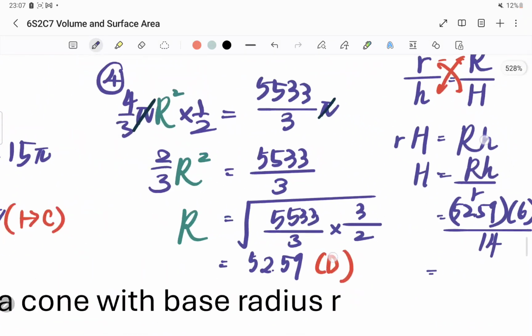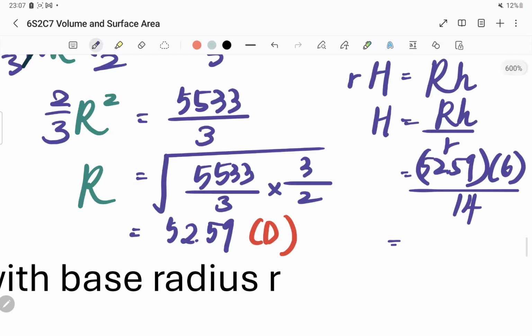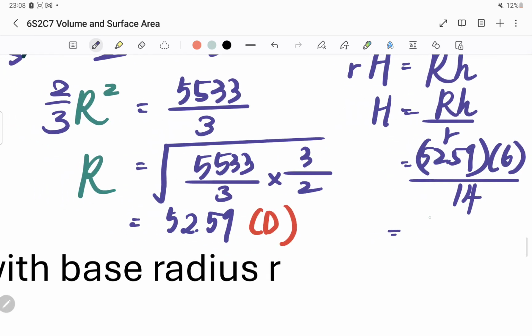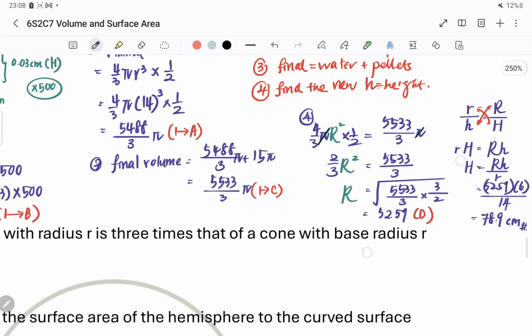Then your new height, multiply 6 divided by 14. So when you press into your calculator, 52.2959, put it in the letter D. Don't just straight away key in the rounded number. Then your new height should be 78.9 cm.